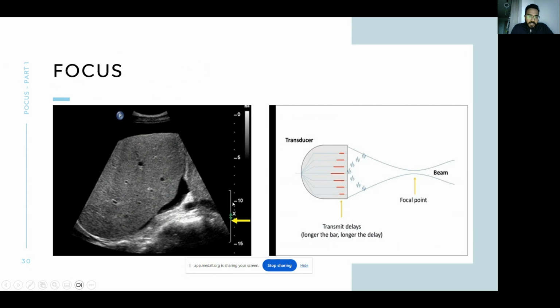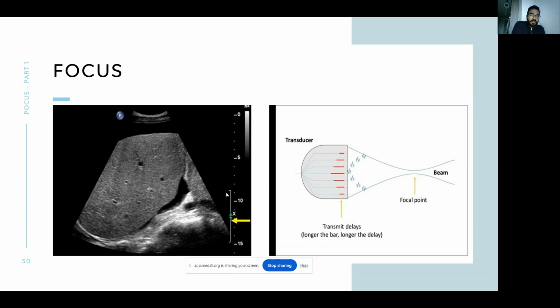Now, you can set this particular arrow here, which basically sets the focus point. So as the depth of interest changes, or when you're starting to look deeper into the body, you should adjust this focus so that the resolution of that structure that you're looking at becomes better.